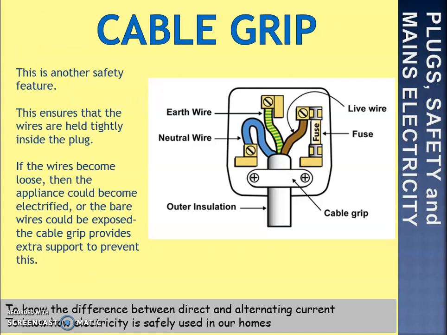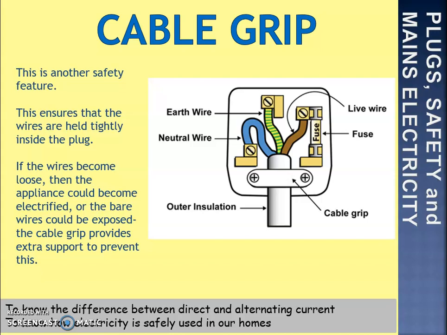Next safety feature is the cable grip. It ensures that the wires are tightly held inside the plug. If the wires become loose, the appliance could become electrified, or the bare wires could be exposed, and that puts you at danger again of a large electric shock. What the cable grip does, it provides extra support to prevent those wires getting loose.